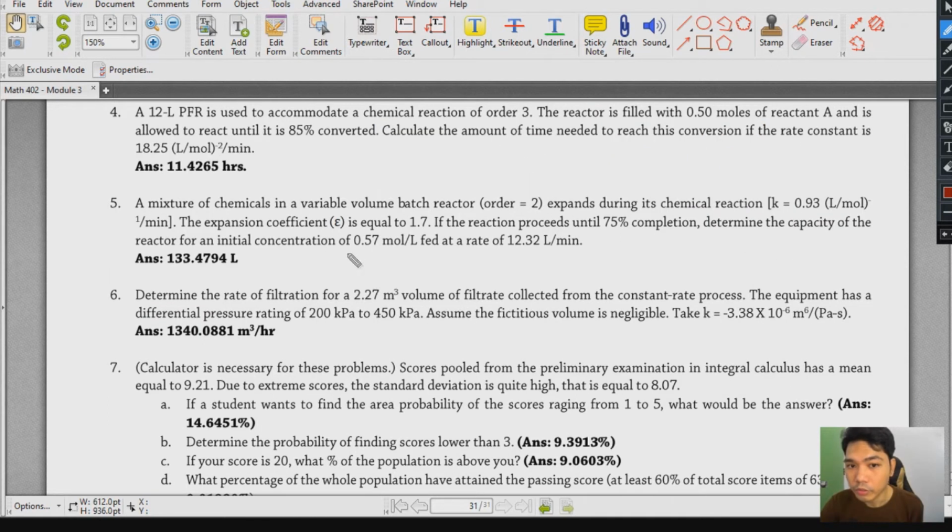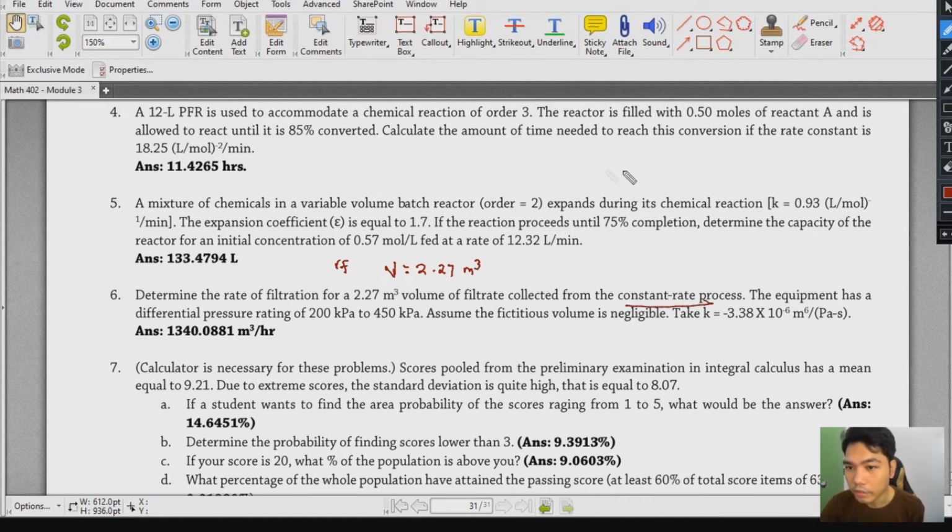Rate of filtration, so that's the rate of filtration, so it's like the RF. Okay, for a 2.27 cubic meter volume of filtrate, so this is your V, okay, and then collected from the constant rate process.